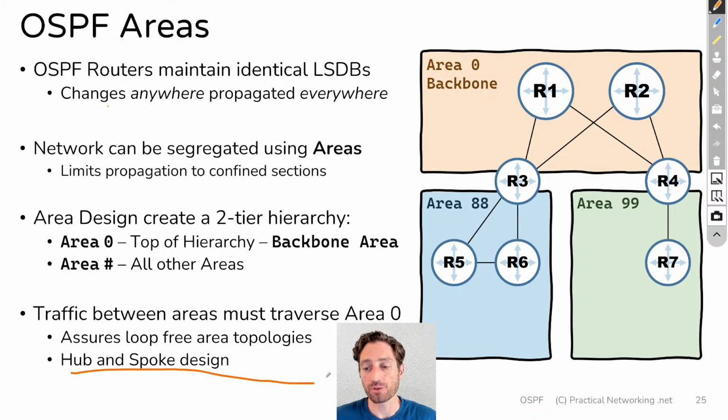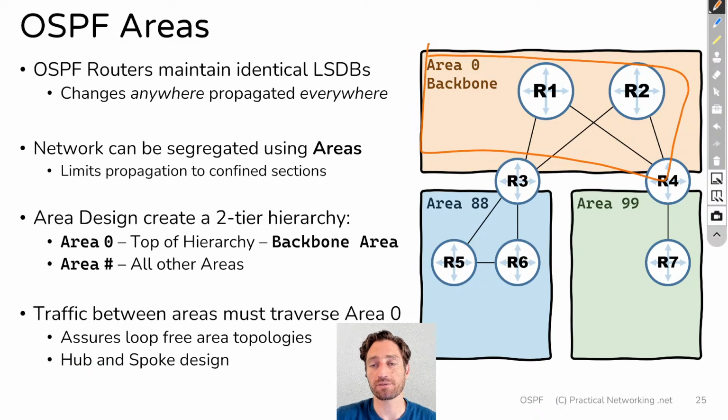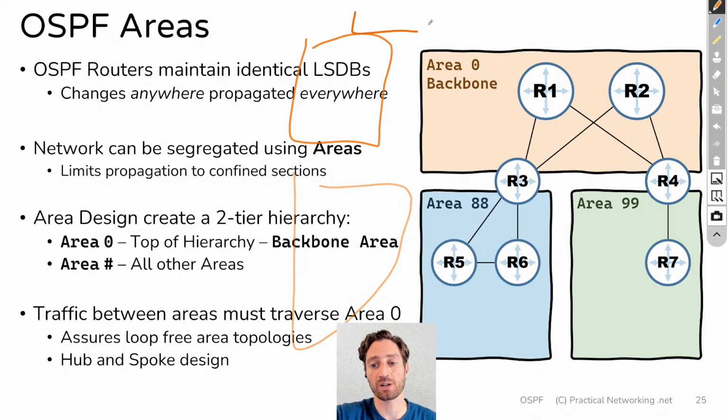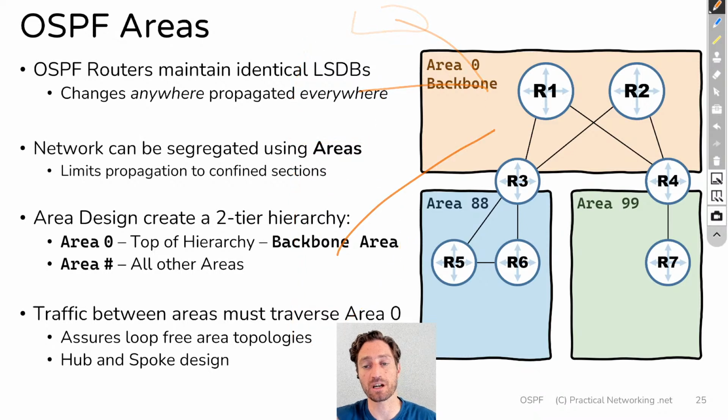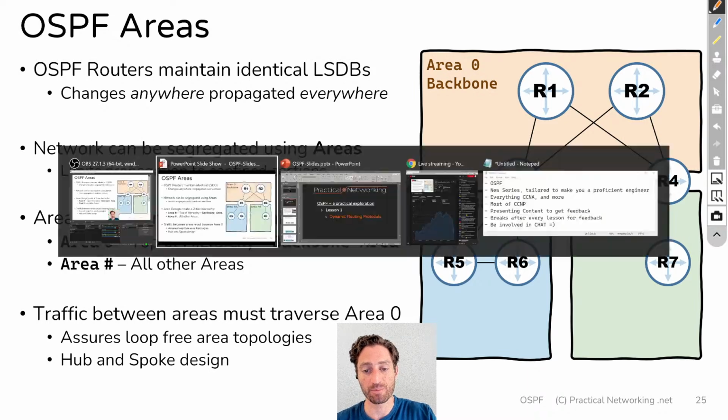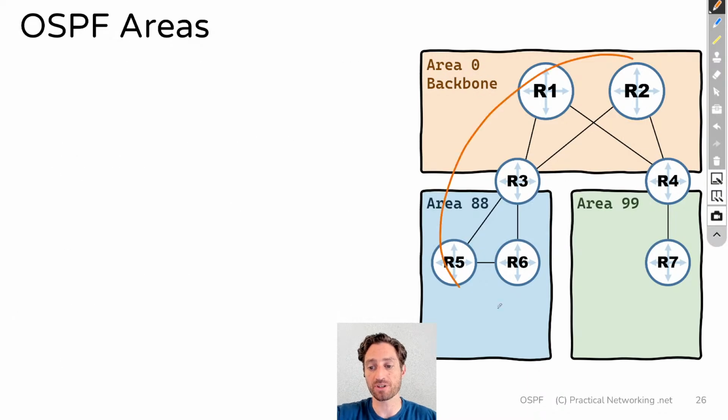It creates a hub and spoke design, and the idea is everything is connected off of the hub, which is area 0. And if you had additional areas over here, they would all be connected into the hub, into area 0, and then area 0 would handle funneling traffic between the different areas. So again, the purpose of the two-tier hierarchy and everything having to go through the backbone is loop prevention. Now, depending on where the routers exist within these different areas determines what type of router OSPF considers those routers to be.